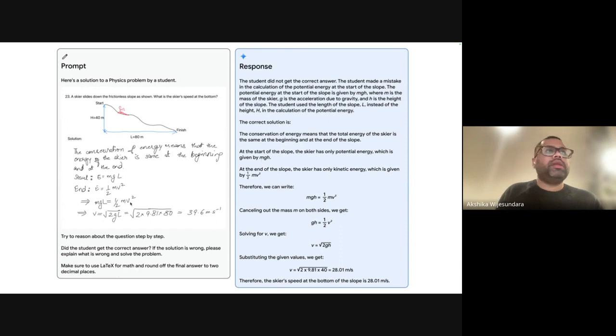The student has used, I think, mgl, which is this 80. So that's wrong. So the model has switched to using h, and 40 used 40 there, and eventually done the calculation and got the correct result.